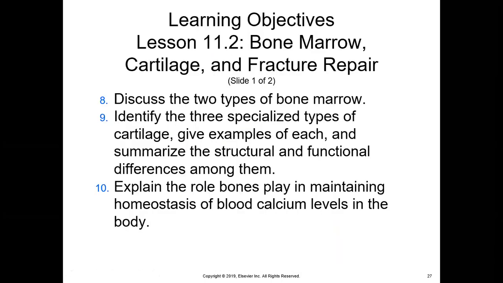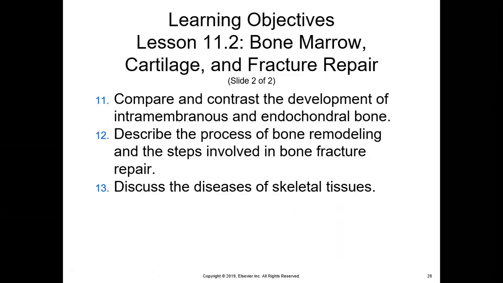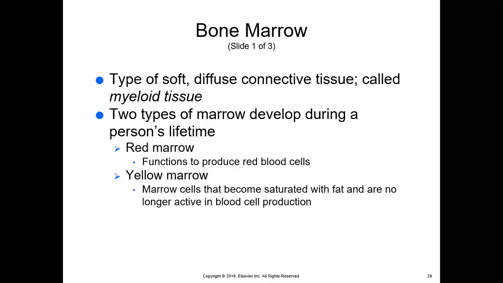Okay. Now, the second part, we're going to talk about different types of bone marrow. We're going to look at the types of cartilage. We're going to look at the roles that bones play in maintaining homeostasis. And then we're going to look at the difference between intramembranous and endochondral bone. And we're going to discuss the diseases of skeletal tissues. Okay, so first, the bone marrow.